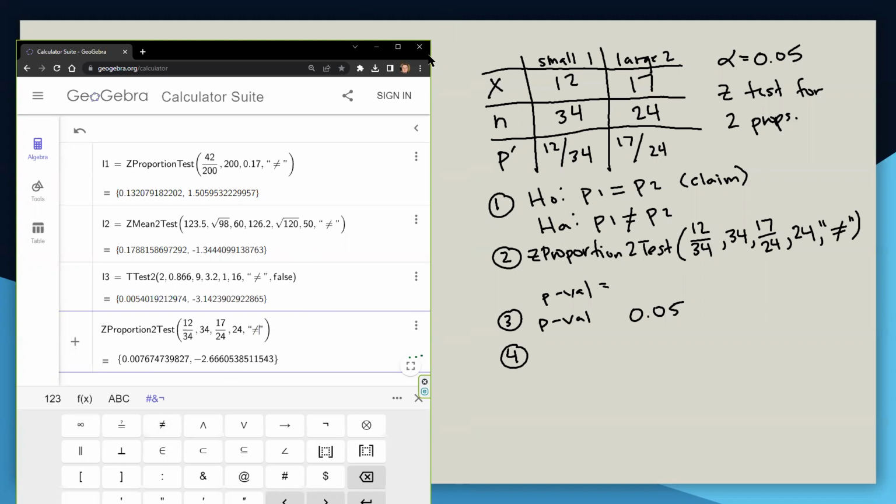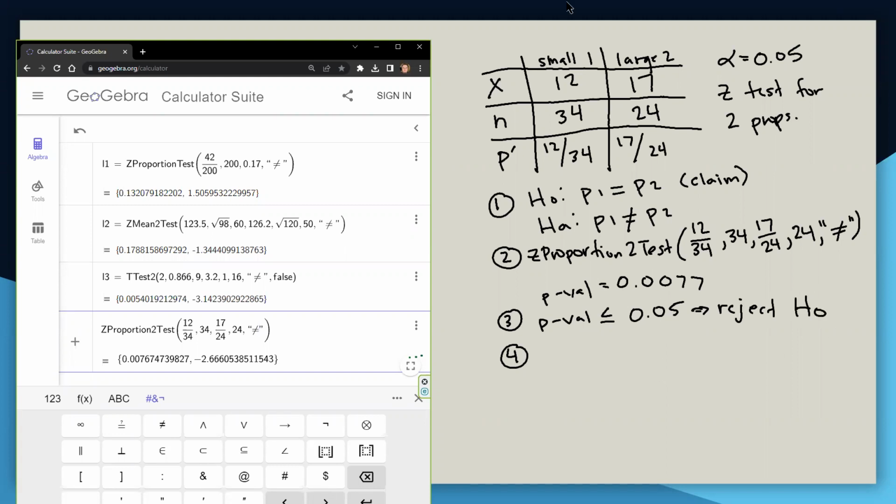So our p-value is 0.0077, which is definitely smaller than 0.05. So we meet that requirement to reject the null. Our p-value is less than or equal to our alpha. So we're going to reject H0.